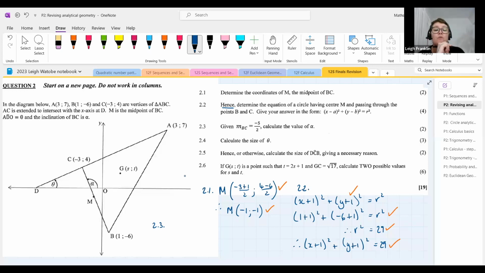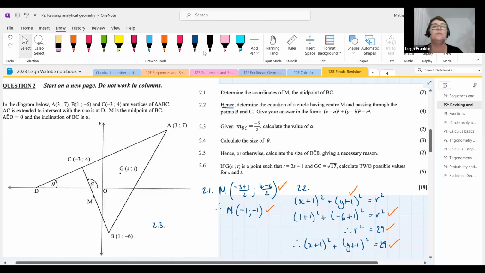Okay, all right. So question 2.3, given that the gradient of BC is -5/2, calculate the value of alpha. Now, this is a question that a lot of matric students end up getting wrong because the way in which they've set it out is incorrect. Okay, first of all, what formula are we using? And then we'll talk about the correct way to set things out.